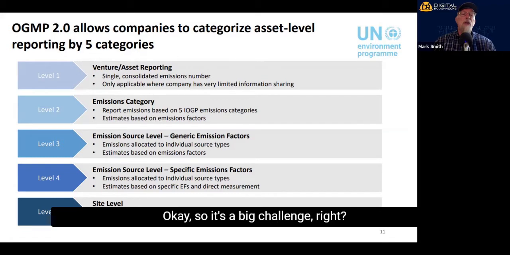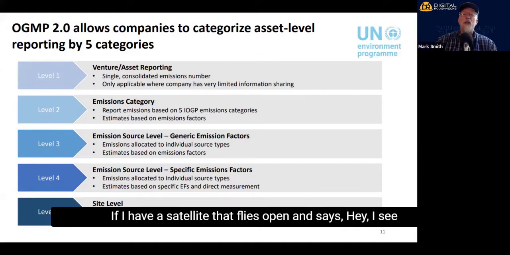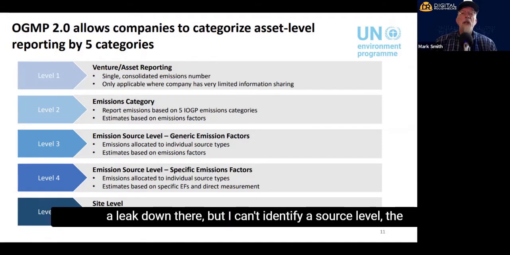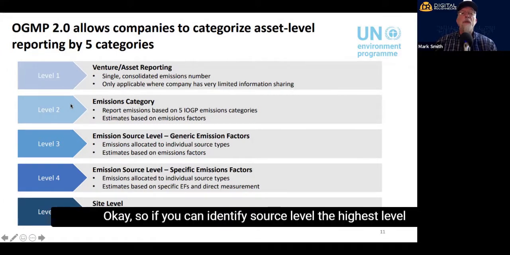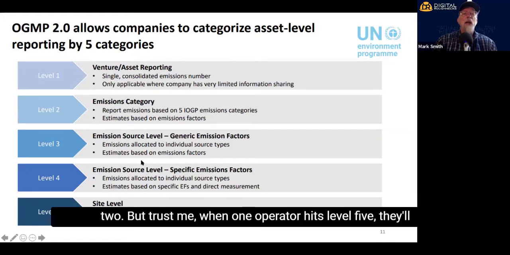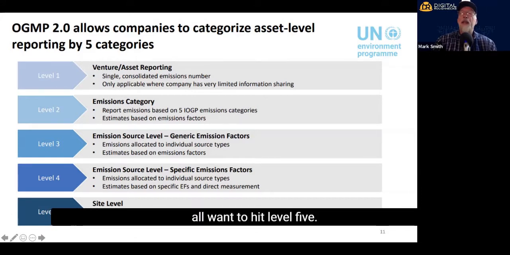Okay. So it's a big challenge, right? So let's compare this to other things. If I have a satellite that flies over and says, hey, I see a leak down there, but I can't identify a source level, the highest level you can get to is 2. But trust me, when one operator hits level 5, they'll all want to hit level 5.